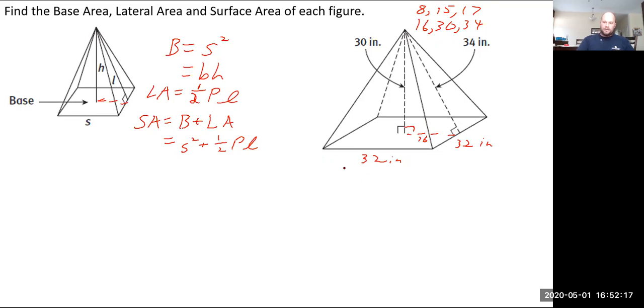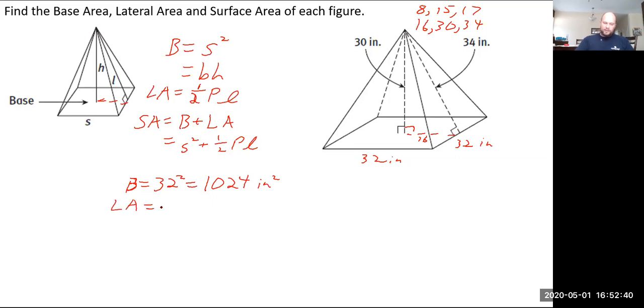So now we can plug into the area of the base. So base area equals 32 squared. Again, you could also say it's 32 times 32, which gives us 1,024 inches squared. Then we have our lateral area.